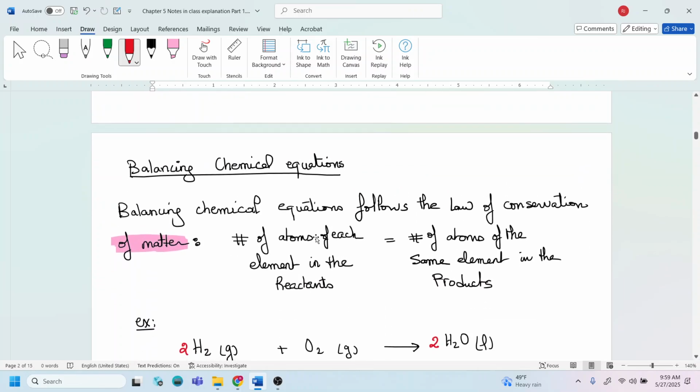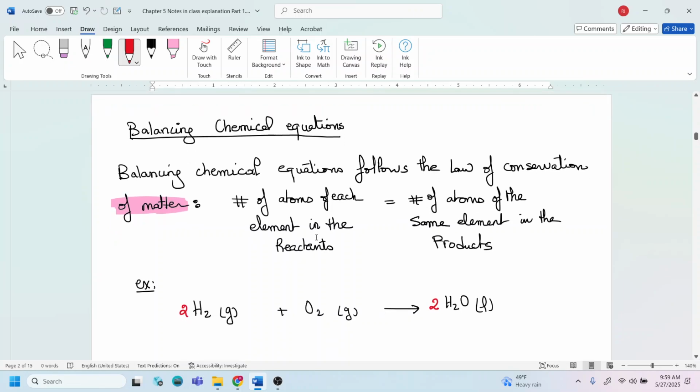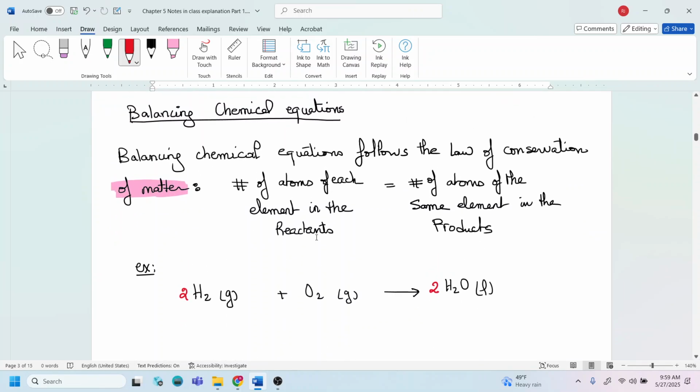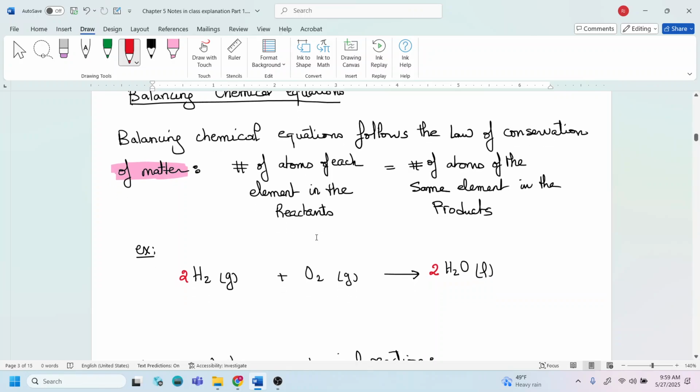Now, whenever you want to represent chemical reactions in an equation, you want to make sure to balance the equation. Why is that? Because balancing chemical equations follows the law of conservation of matter. The law of conservation of matter states that during the course of a chemical or physical change, the total mass of the products remains equal to the total mass of the reactants. So whatever you start with should have the same mass as your product.